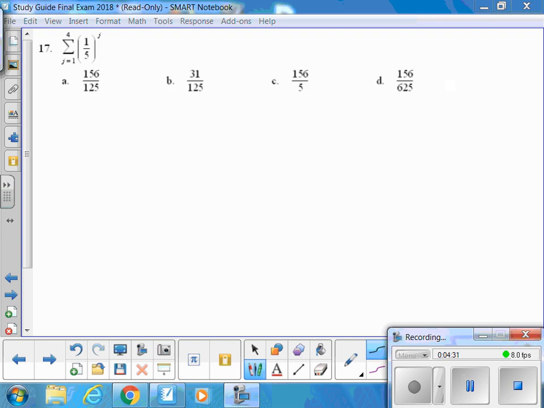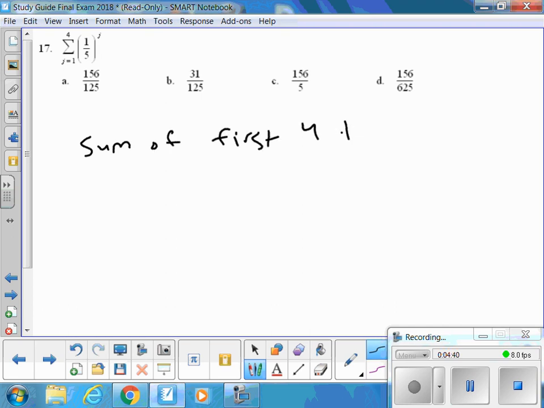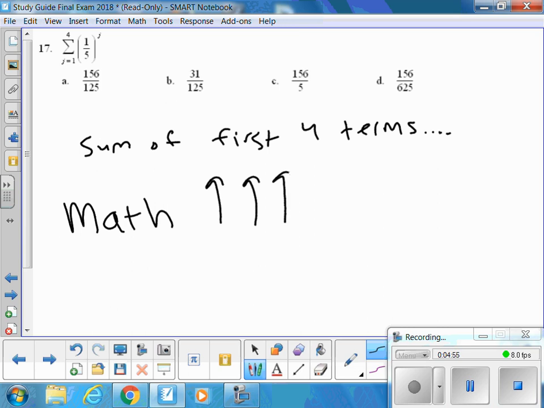This is a summation problem where you find the sum of the first 4 terms. My suggestion is just use that summation button on the calculator. Let me write down the keystrokes for you. It will be math, up, up, up. I have 3 ups. Normally it depends on what calculator version you have how many ups you need to get to the button. But basically it gives you a bunch of squares to put things in.